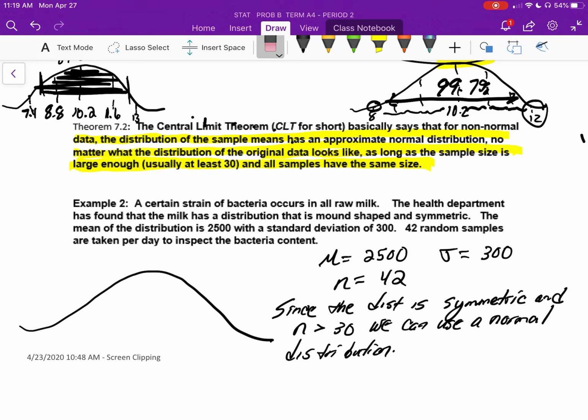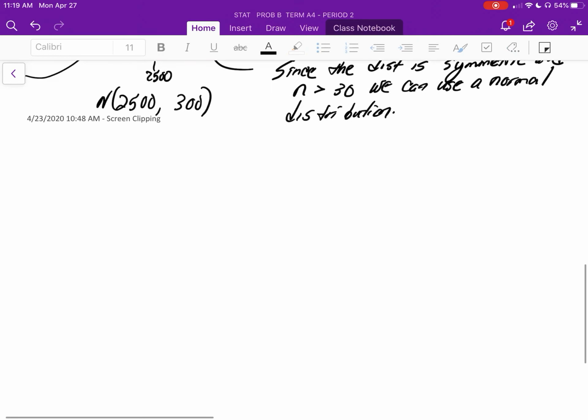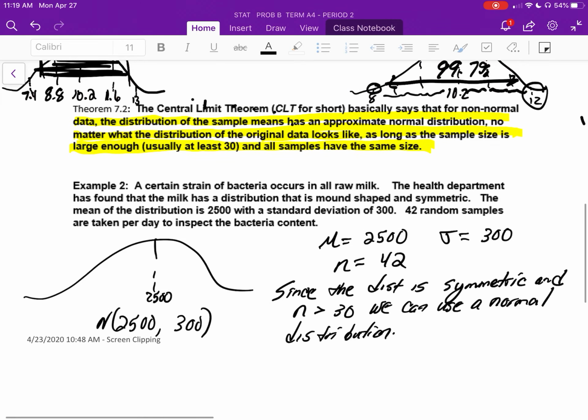the amount of bacteria that you'd see in this sample is going to be above or below 2,500. So this is what we're looking at. We can use a normal distribution where the mean is 2,500 and the standard deviation is 300, and that'd be my middle, 2,500. So what do they want to know? They didn't ask us any questions about that.